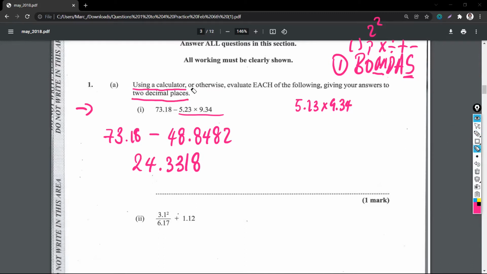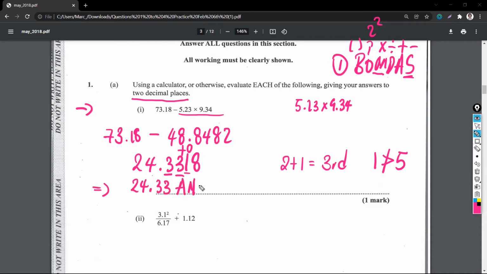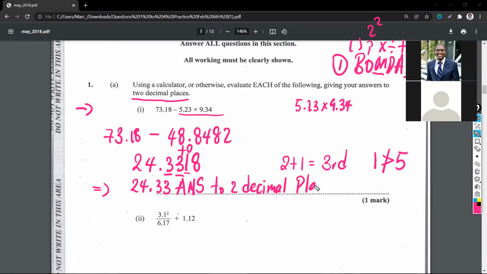So guys, if we need 2 decimal places, then we need to look at the 2 plus 1th place, which is the 3rd place. And the 3rd place is a 1. Since 1 is not greater than 5, we're not going to add 1, we're just going to add a 0. So the answer to 2 decimal places is 24.33. Make sense, guys?